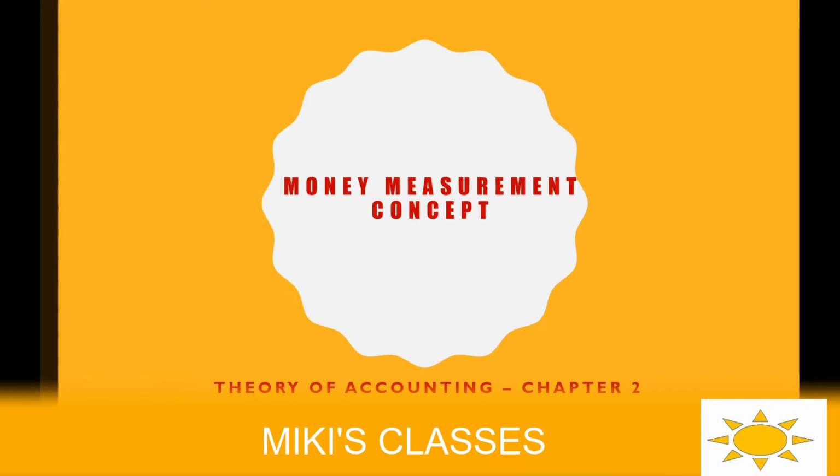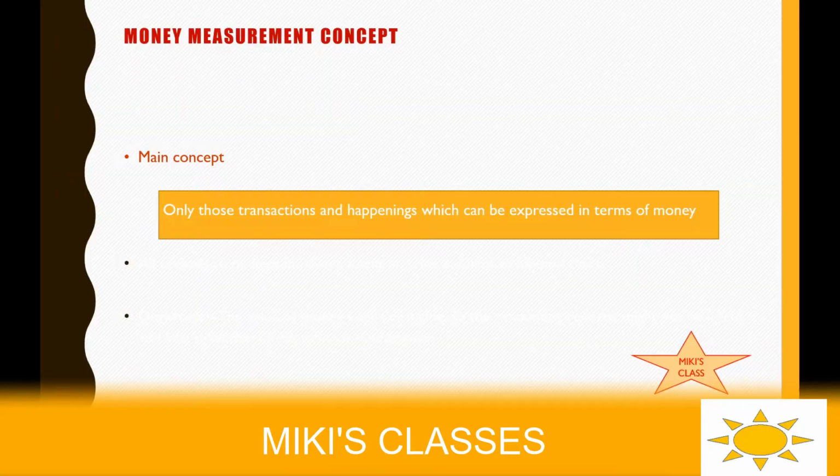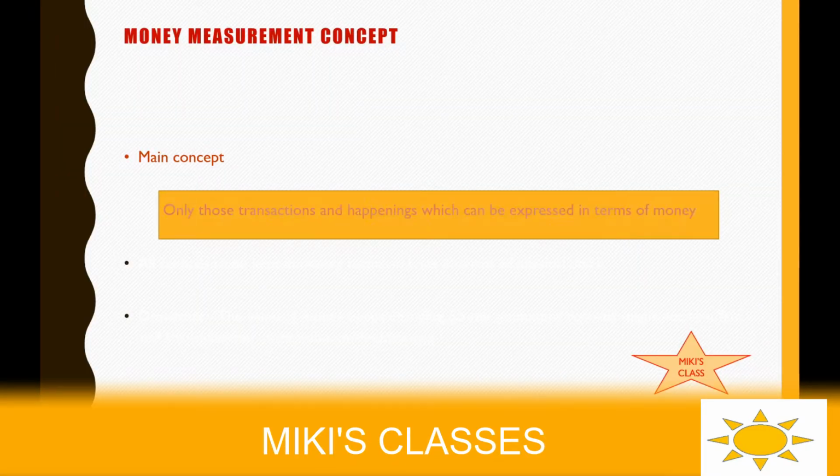Today we are going to cover the money measurement concept. This is one of the concepts covered in the CBSE Class 11 Theory of Accounting, Chapter 2. What is the main concept? The main concept is that only those transactions and happenings which can be expressed in terms of money will be recorded, and are important for accountancy and for record keeping of accounts.